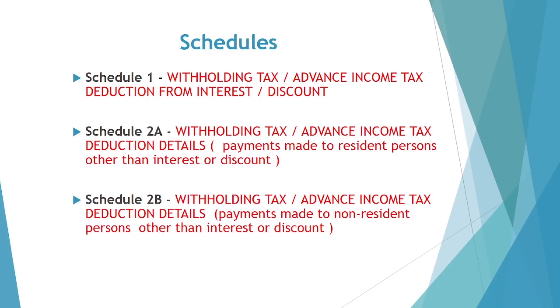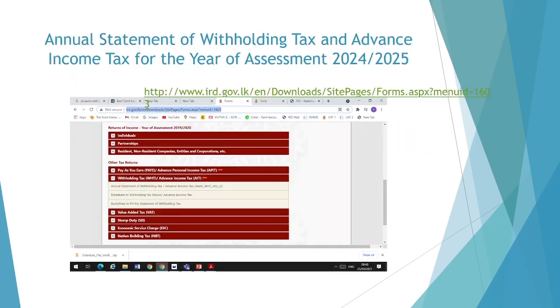All other payments come under Schedule 2, and Schedule 2 is divided into 2A and 2B. 2A contains withholding tax or advance tax deduction details for payments made to resident persons. And 2B contains payments made to non-resident persons. Therefore, don't miss it. If you fill part 2 of the return, you should fill the 2A schedule. And if the taxpayer fills part 1 of the return, they should fill the 2B schedule.